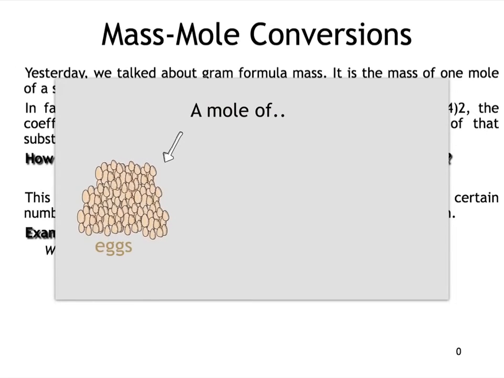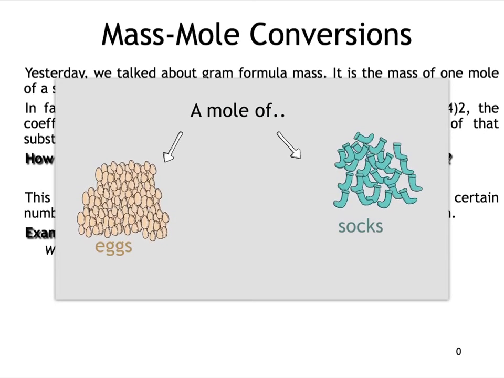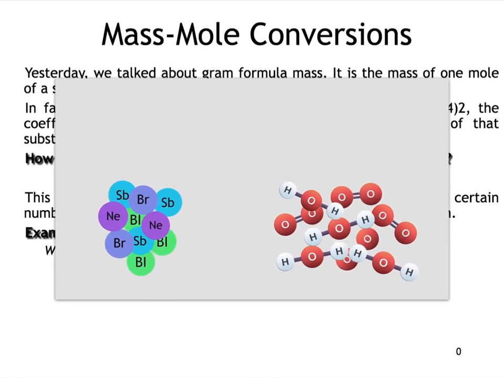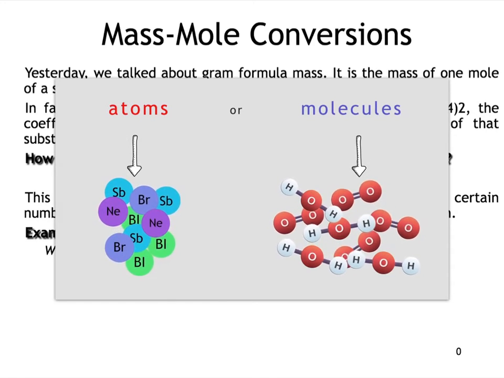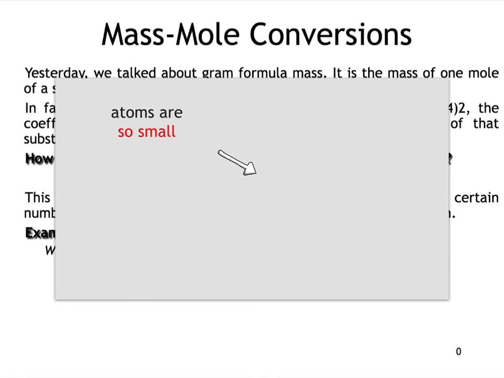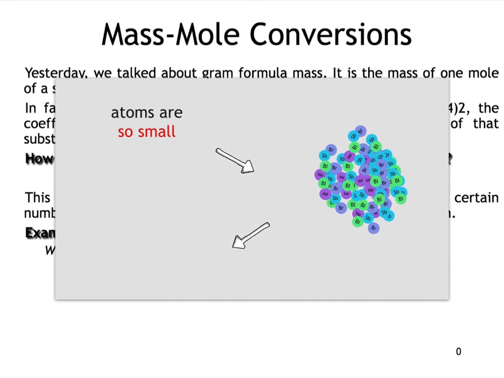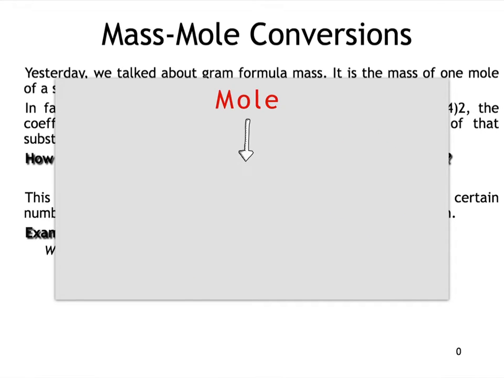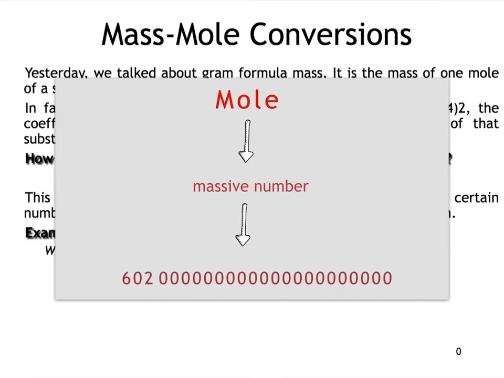We could have a mole of eggs, a mole of socks, or even 1 mole of sheets of paper. However, in chemistry, we normally use it to represent atoms or molecules. This is because atoms are so small. It's just a convenient term to represent massive numbers. And a mole is a massive number. It's 602 with another 21 zeros after it.